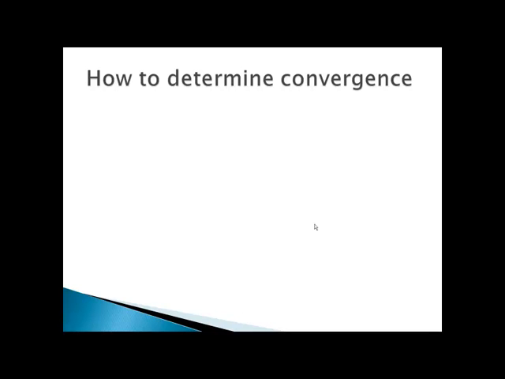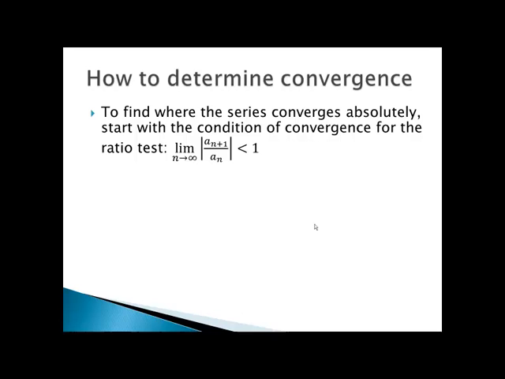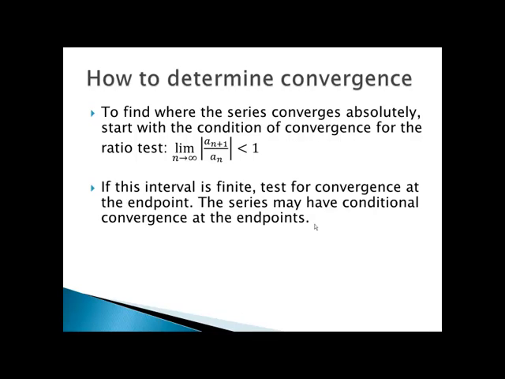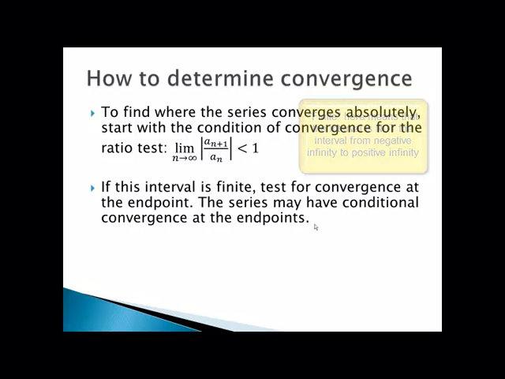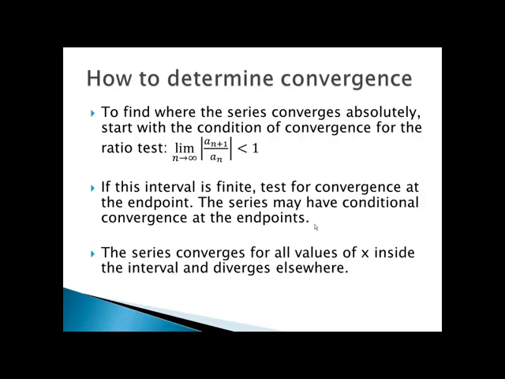Well, how do we determine convergence? To find where a series is said to converge absolutely, we start with the conditions of convergence for the ratio test. That is, we check to see if the limit as n approaches infinity of the absolute value of a sub n plus 1 divided by a sub n is less than 1. If we find such an interval and it's finite, then we'll test convergence at the endpoints. The series may have what's called conditional convergence at the endpoints. Once we find this interval of convergence, we know that the series will converge for all values of x inside the interval and diverge everywhere else.